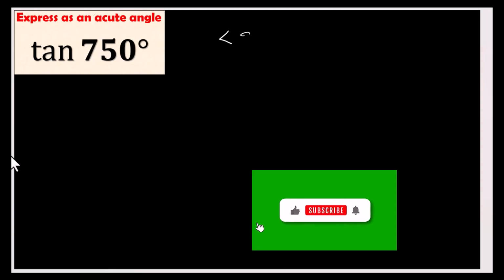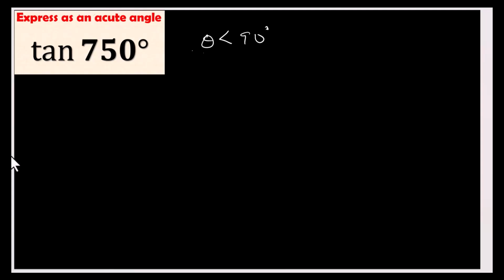All right, let's express tan 750 degrees as an acute angle. An acute angle is an angle less than 90 degrees. So how do we find the acute angle of tan 750?